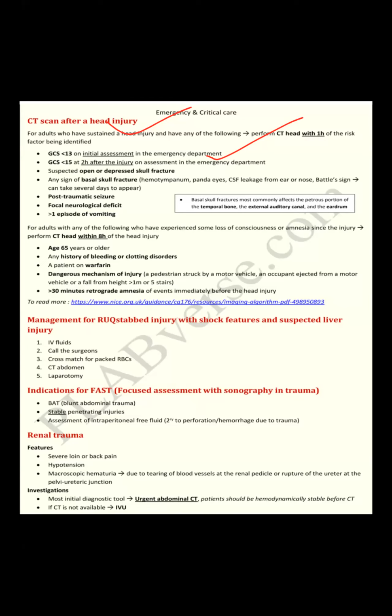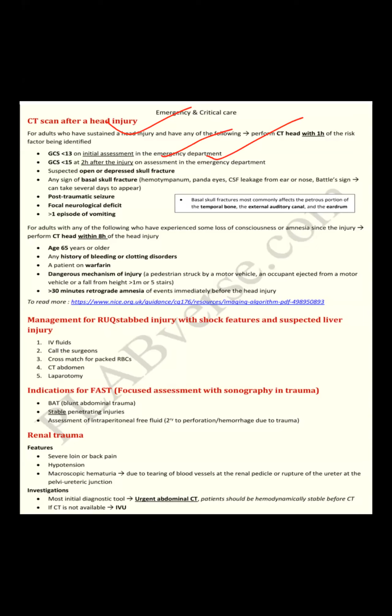Suspected open or depressed skull fracture. Any sign of basal skull fracture: hemotympanum or panda eyes. Remember panda eyes, CSF leakage, and Battle sign, which can take a while to appear. We have to do a CT scan. Anyone with panda eyes or CSF leakage, we have to do the CT scan. Post-traumatic seizure, mandatory. Focal neurological deficit, or more than one episode of vomiting.